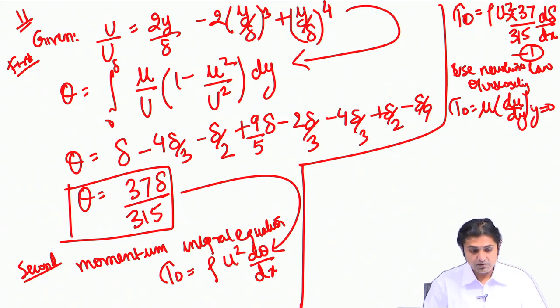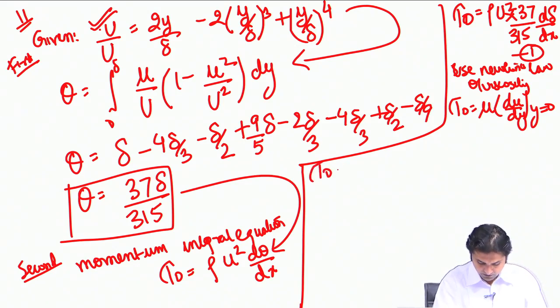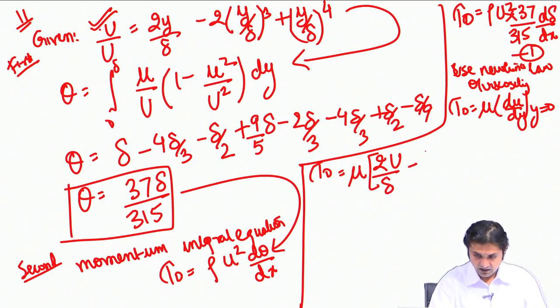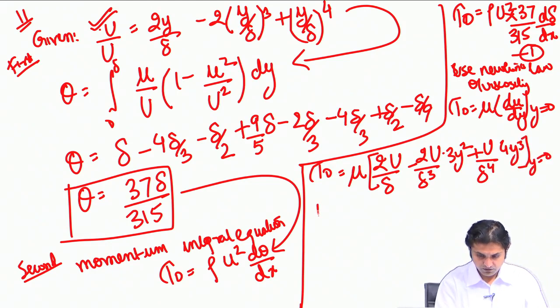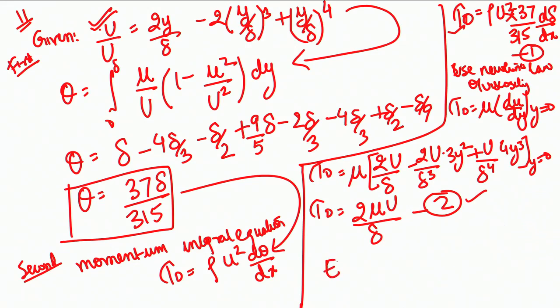Okay, so the velocity profile u we already know from here, right? So after differentiating, tau naught will be 2 capital U by delta minus 2 capital U by delta cube into 3y square plus capital U by delta to the power 4 into 4y cube, and you substitute y is equal to 0, therefore you get tau naught is equal to 2 mu capital U by delta. This is number 2.